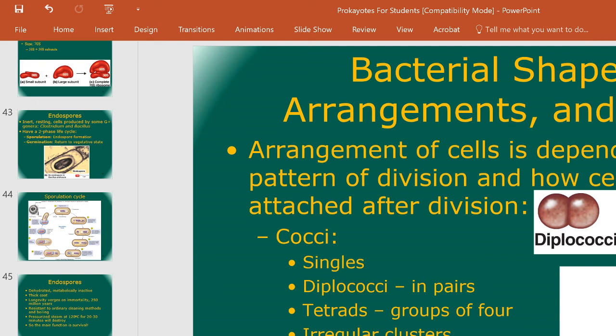And be able to recognize bacterial shapes on an exam, and be able to recognize bacterial arrangements on an exam, like the actual figures. And that's it for this chapter. There's really only two sections, so this one was internal structures, endospores, and shapes and arrangements.